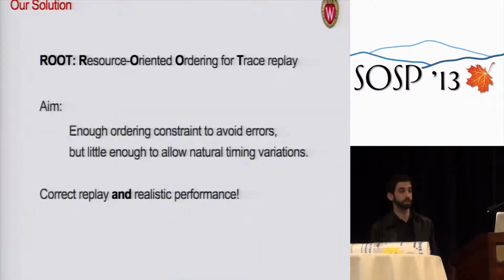So our proposal instead is what we're calling ROOT, Resource-Oriented Ordering for Trace Replay. The aim of this approach is essentially to provide just enough constraint on the replay ordering to avoid correctness errors, like we saw in the first two examples there, but little enough constraint to allow things to order themselves naturally, as ideally the application itself would, so that you don't end up with weird timing problems like you had in the third example there that we just looked at. So essentially we're looking for a replay strategy that provides both correctness and realistic performance characteristics.